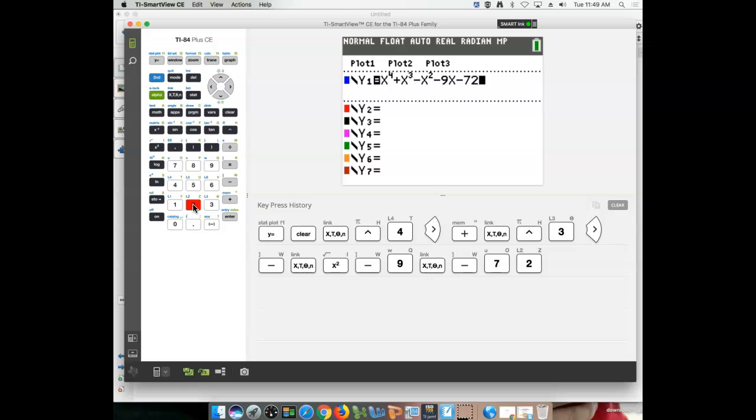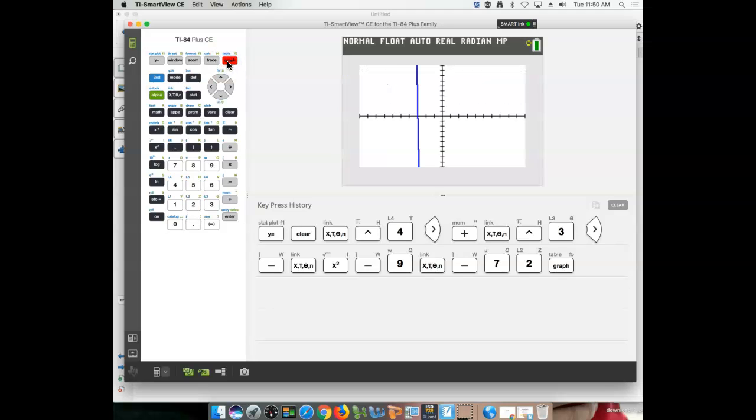Before you do anything, double, triple check. Do you have everything right? And then what's the next button you should hit? Graph. So I want you to look at the graph, see what it looks like. And I'm looking at my graph. It crosses it twice. What does that tell us? So there's 2 real answers, and then there are 2 imaginary. So that's how we get 4 altogether.